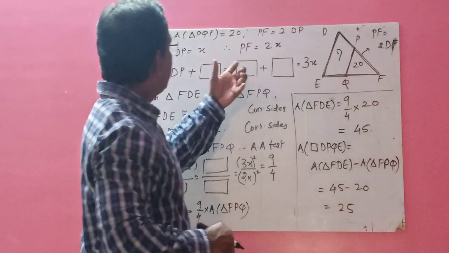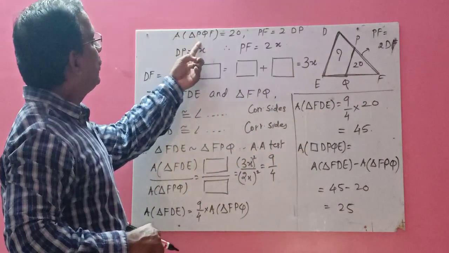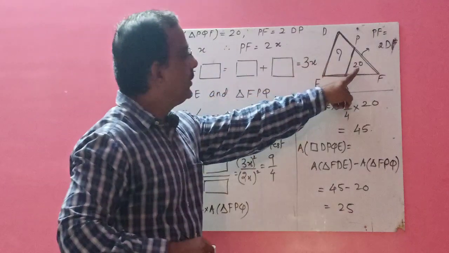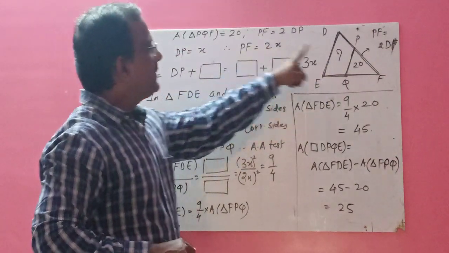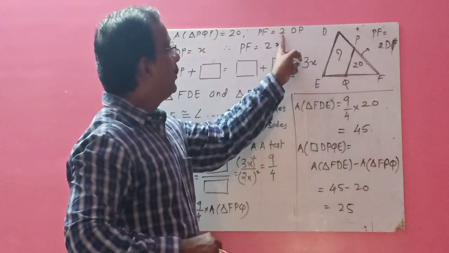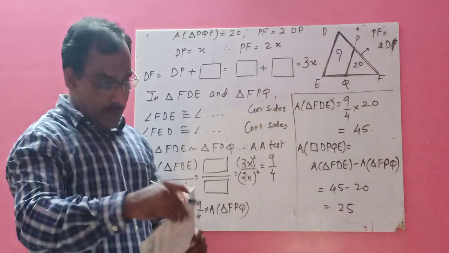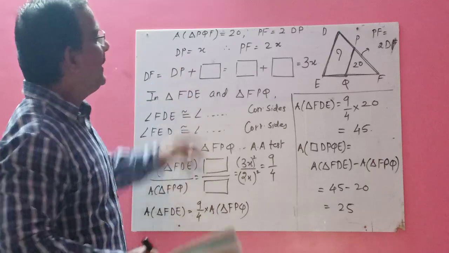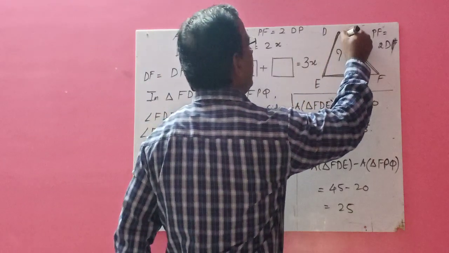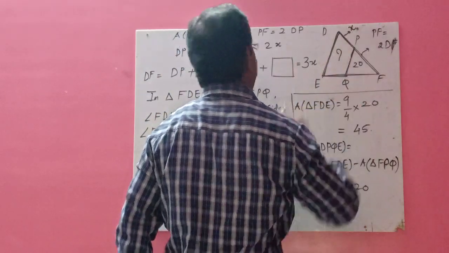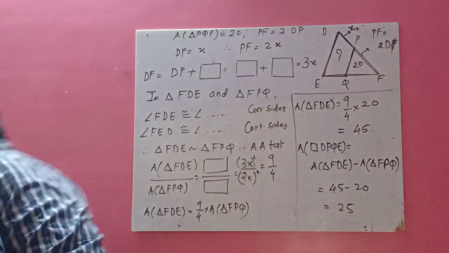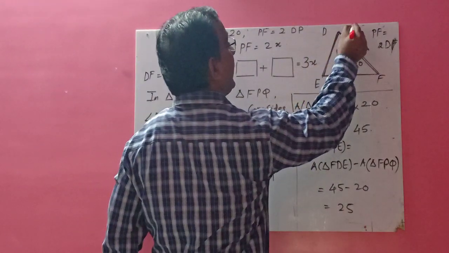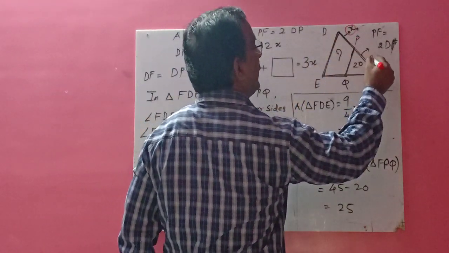Okay, so here see what is given, that area of PQF is given as 20, this is given 20, PF is double of DP. As per the textbook, just assume that DP is X. If you take this one as X, then this will be how much?